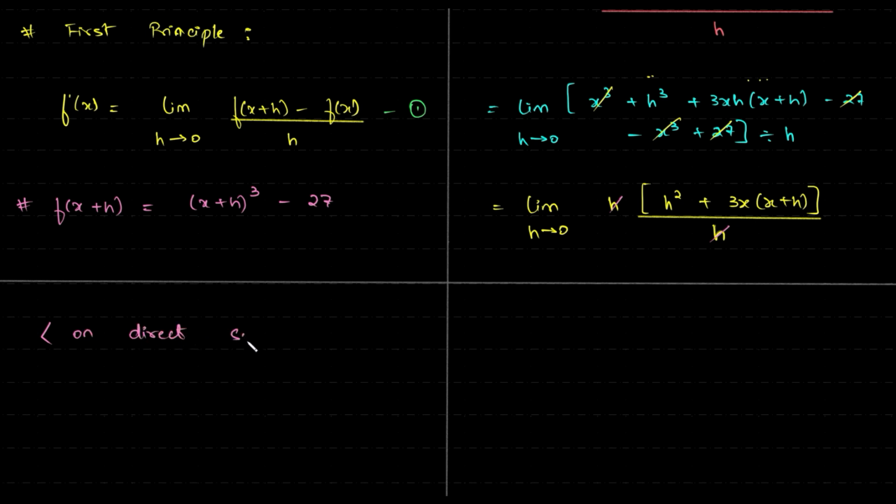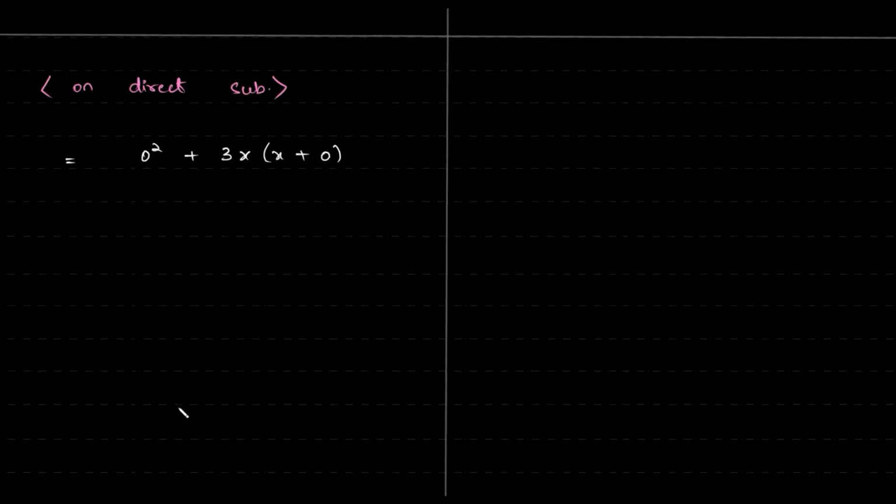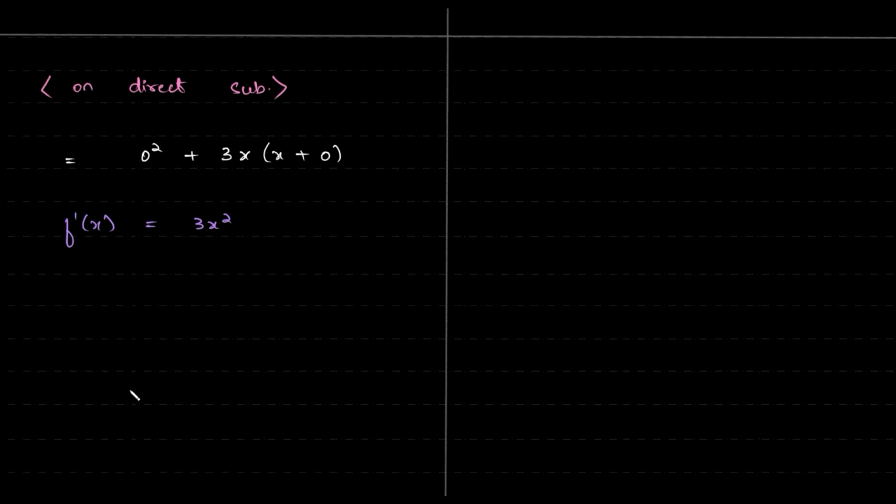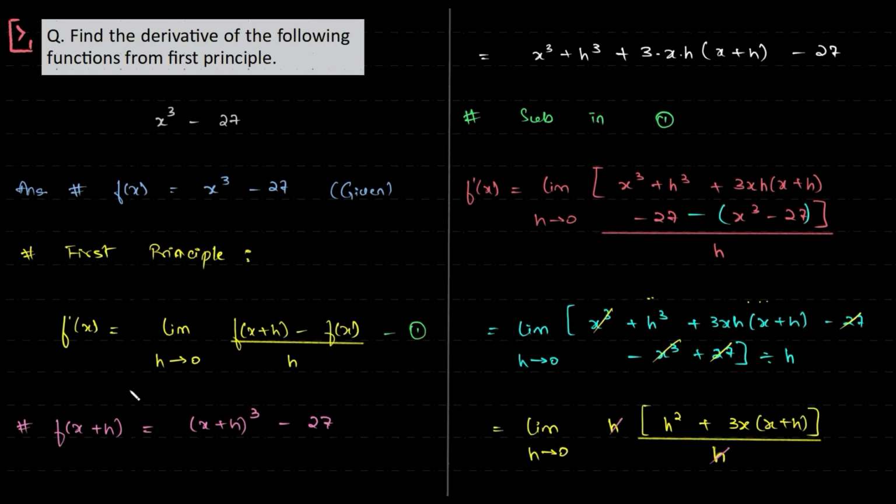so what do we get? In place of h, I put 0 over here and 0 over there, and so basically we'll get 3x square, and that's your derivative. Does it make sense? So this is nothing but 0 square plus 3x, x plus 0, and for the simplification will give us f prime of x is equal to 3x square.